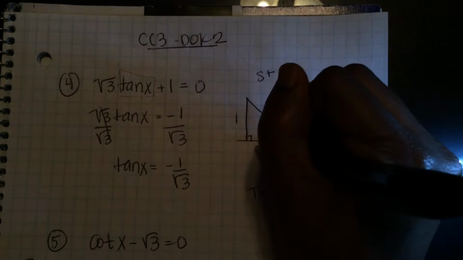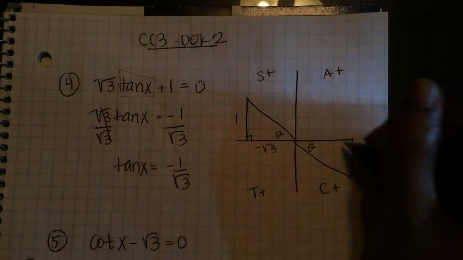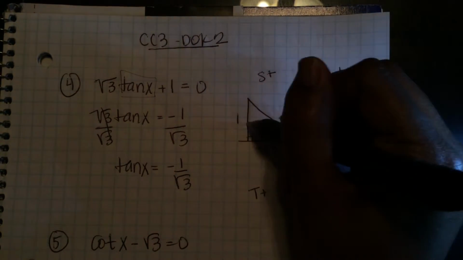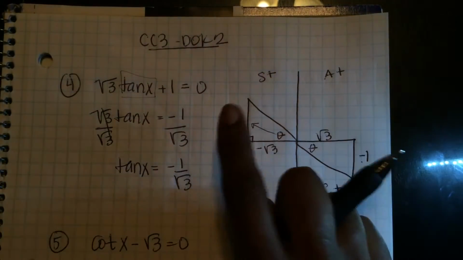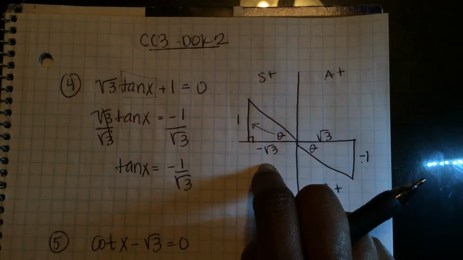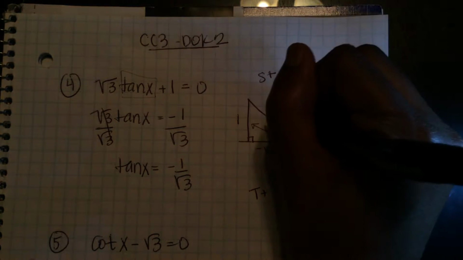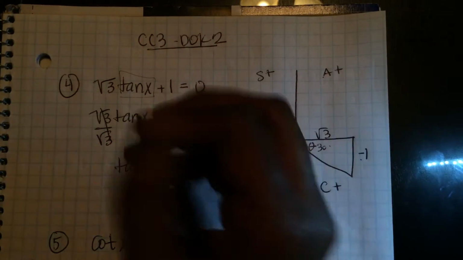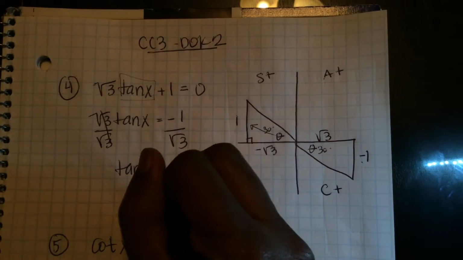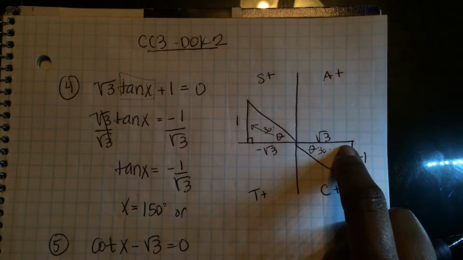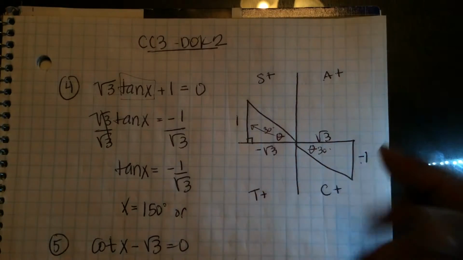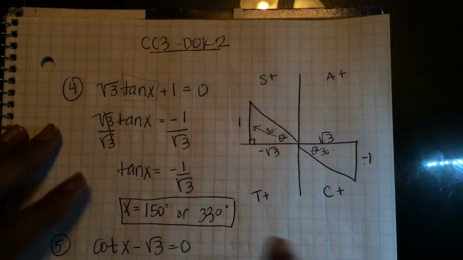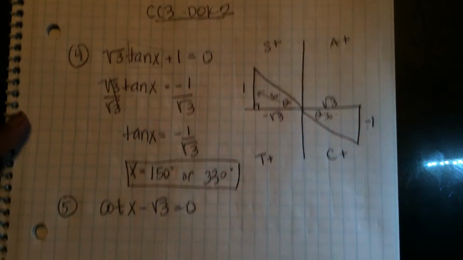So that means this would be 1 and this is negative square root 3. And this is -1 and this is square root 3. So which angle is this, where the opposite is 1 and the adjacent is square root of 3? That would be 30 degrees. So for this angle, it's 180 minus 30, 150 degrees, or 360 minus 30, 330 degrees. And you could convert these to radians if necessary.